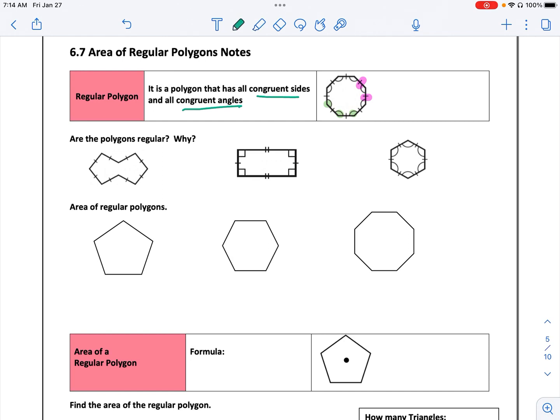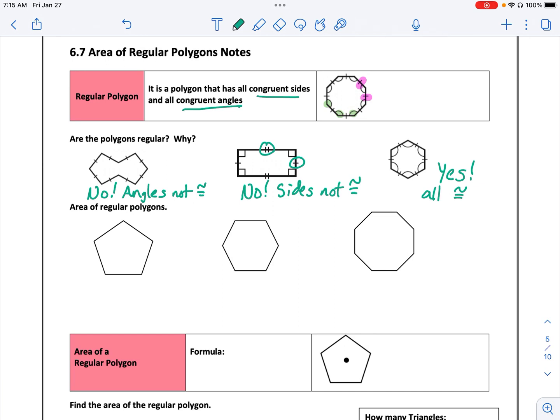So are these polygons regular? Why? Well, this first shape, all the sides are congruent, but all the angles are not. So this one would say no, angles not congruent. Our next shape, all the angles are congruent, they're all 90, but the sides are not. This side is longer than this side. So this one's also a no, because the sides are not congruent. The final picture, all the sides and all the angles are congruent, so this one's a yes. I'm just going to say all congruent to make things go faster.